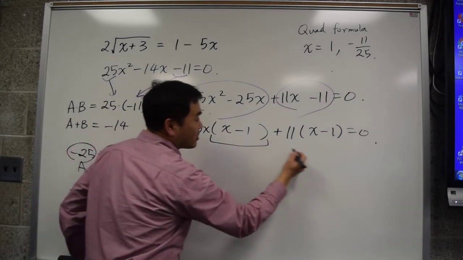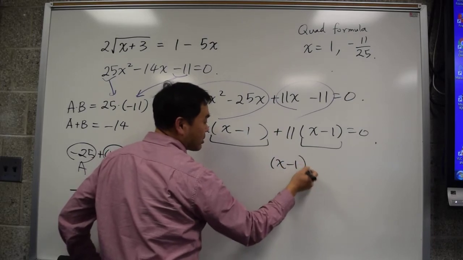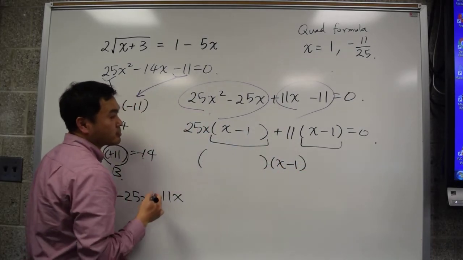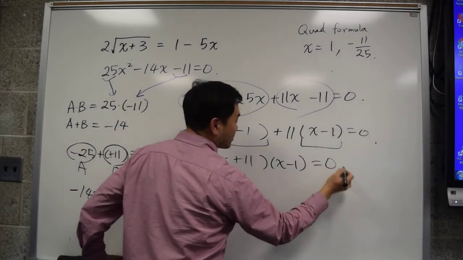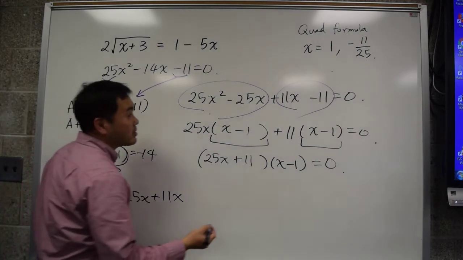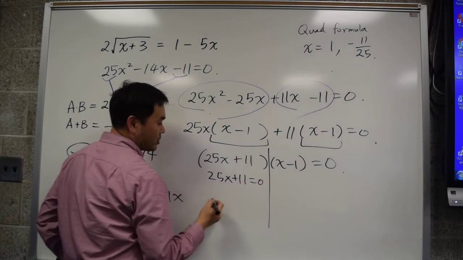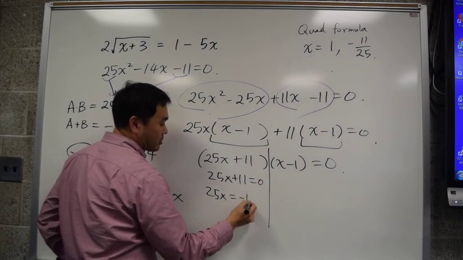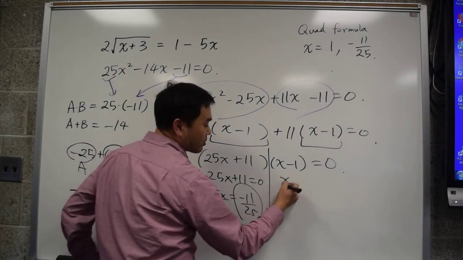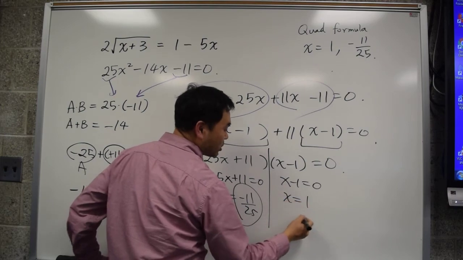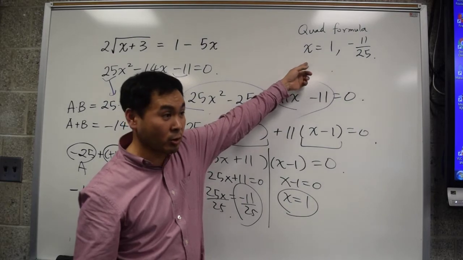Now, you see x minus 1 is a common factor, so you can factor that again. Factor the x minus 1. What's left here? 25x plus 11. Okay. And then finally, you can solve each one of them. You get 25x equals negative 11. Divide by 25. So you get one solution. X minus 1 equal to 0, you get x equal to 1. You get another solution. And it agrees with the quadratic formula solution. We used the quadratic formula to get that.